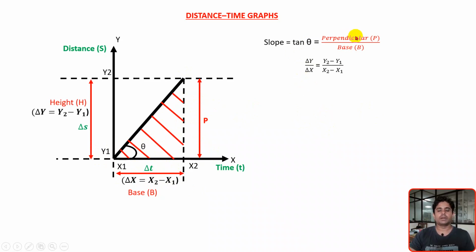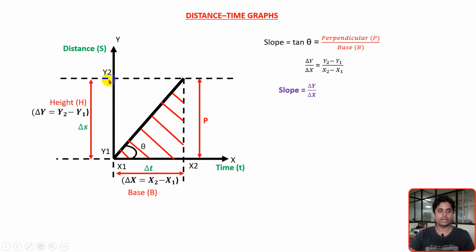Now, this perpendicular distance is nothing but delta y. And what is delta y? Delta y is y2 minus y1, the difference between y2 and y1. And what is delta x? Delta x is nothing but x2 minus x1, the difference between x2 and x1. So slope I can write as delta y divided by delta x, which is y2 minus y1 divided by x2 minus x1. So slope is equal to tan of theta, and slope is also equal to delta y by delta x.